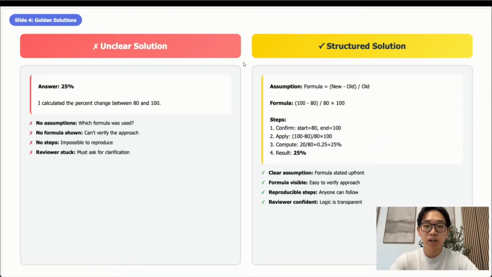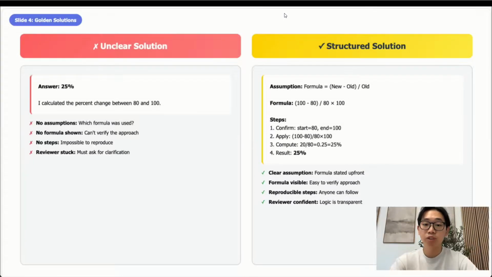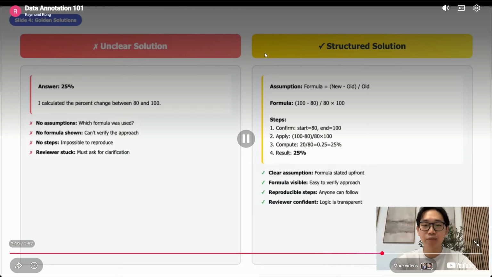Golden solutions are also an important part of the data annotation workflow. Their primary purpose serves to provide context to the reviewers on your logic behind your question and answer pairs. It is important for your golden solution to be structured and easy to understand for another person.